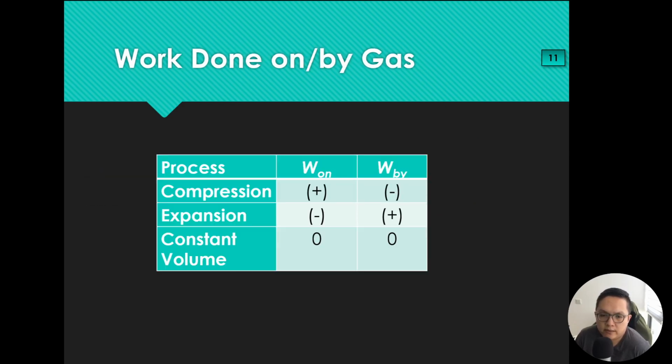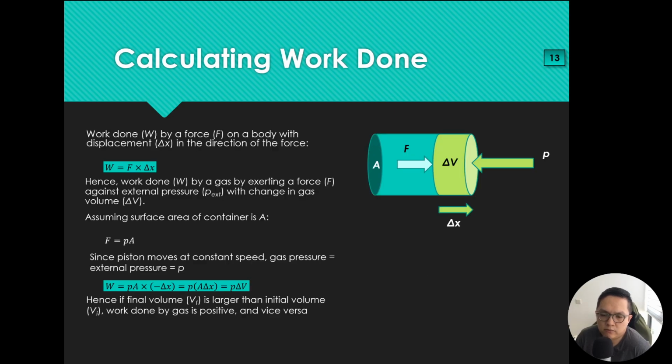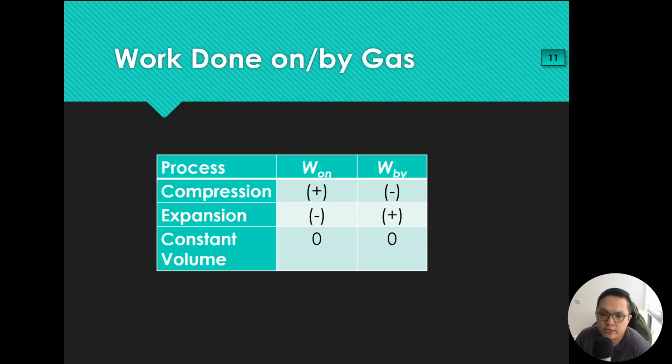You can be very particular about how you substitute in the values, but you will see that it's actually easier to just go from whether it's expansion or contraction, and whether you are trying to find work done on or work done by the gas. For example, if you are expanding and you want to find work done by the gas, it will be a positive number. But the work done on the gas will be a negative number. Work done on and work done by are essentially negatives of each other.